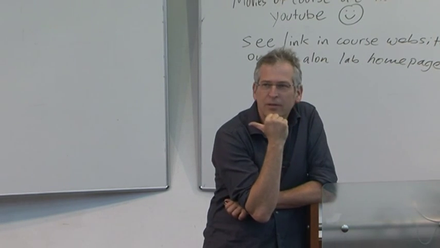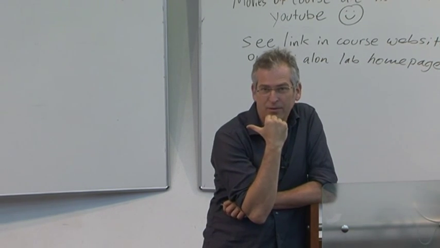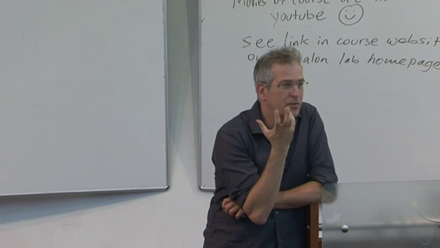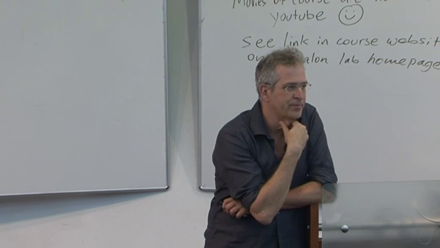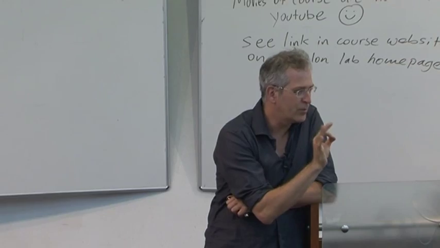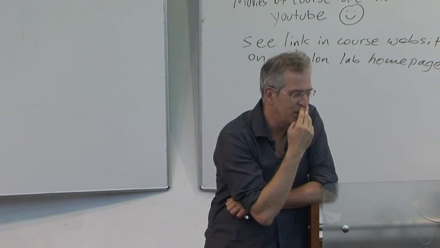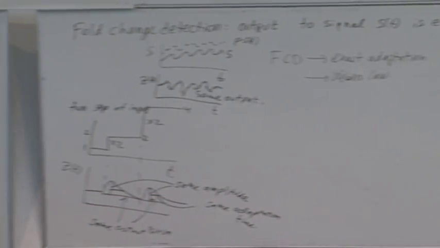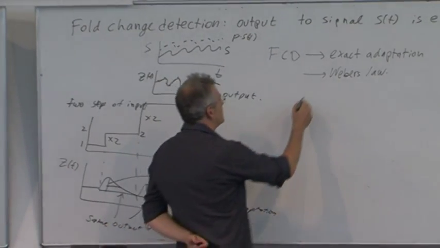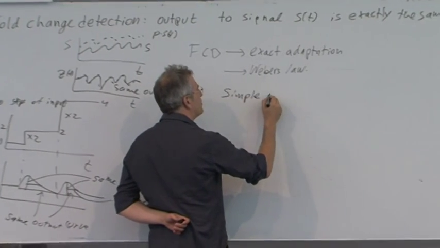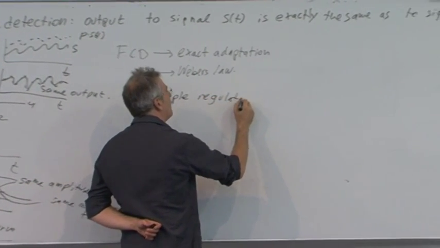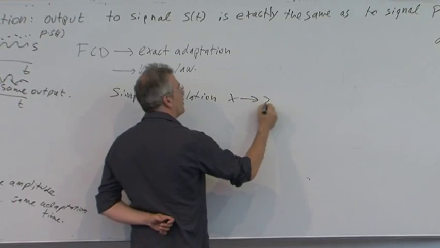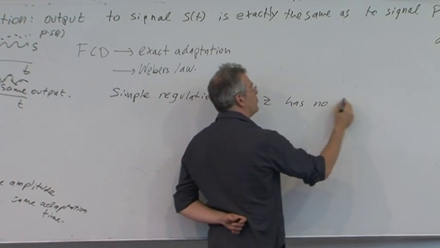And that's what looks like is going on in biological cells, this fold change detection. So that's what we're going to talk about, fold change detection. And it's hard for a circuit to make fold change detection. So, for instance, if we remember simple regulation, it does not have fold change detection.